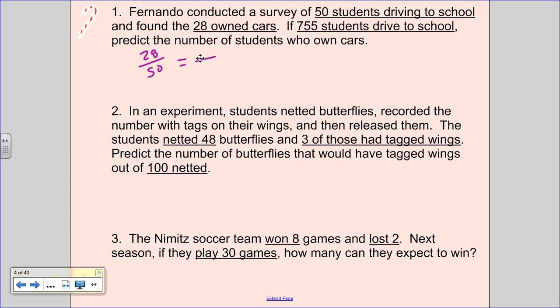So when we look at our fraction on the left, the total number of students who drive to school will go on the bottom. So the 755 will need to go at the bottom. Then it wants us to predict the number who own cars. Since we don't know that number, we're going to call it x. And since it's a proportional problem, we can use cross multiplication to solve for it.